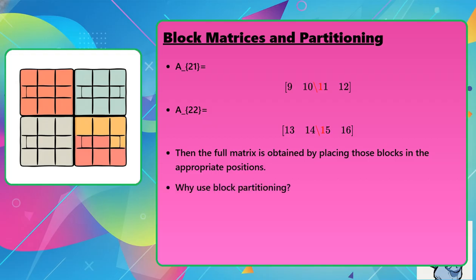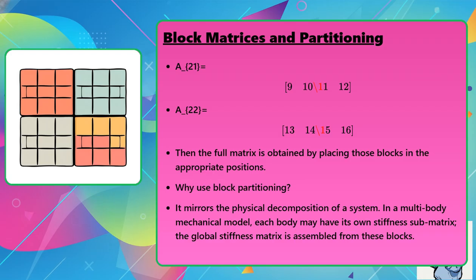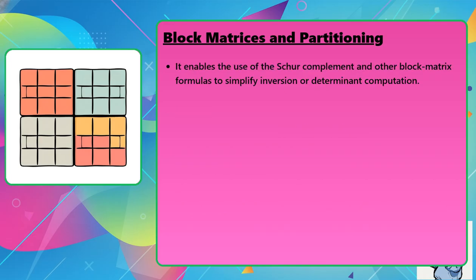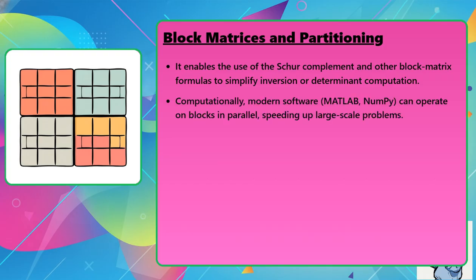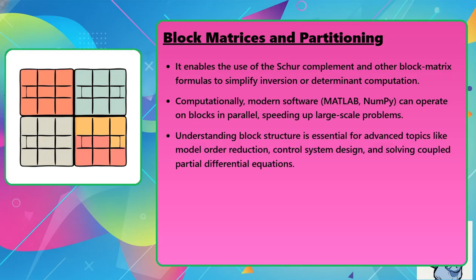Why use block partitioning? It mirrors the physical decomposition of a system. In a multi-body mechanical model, each body may have its own stiffness submatrix. The global stiffness matrix is assembled from these blocks. It enables the use of the Schur complement and other block matrix formulas to simplify inversion or determinant computation. Computationally, modern software such as MATLAB and NumPy can operate on blocks in parallel, speeding up large-scale problems. Understanding block structure is essential for advanced topics like model order reduction, control system design, and solving coupled partial differential equations.